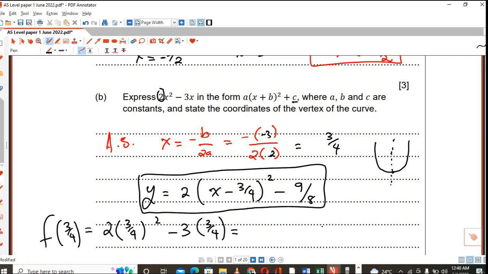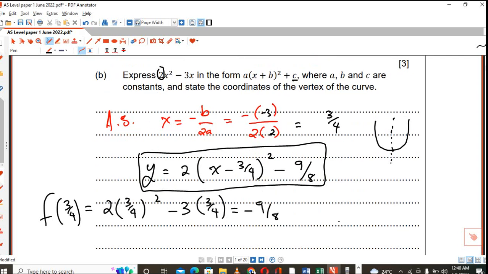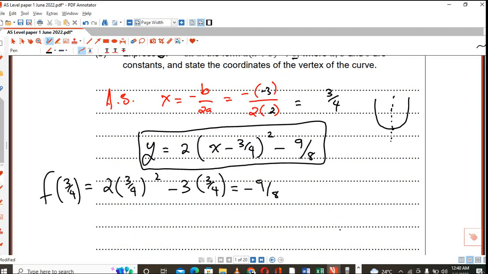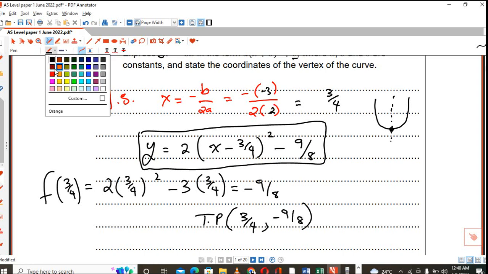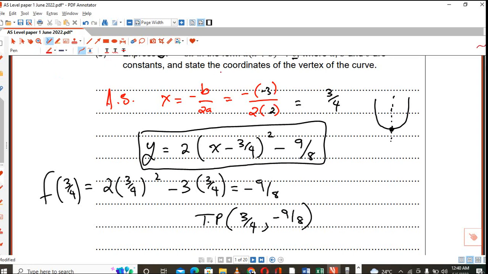But the question also demands us to find the vertex, which means that particular point on the graph. We call it the turning point. So it's going to be 3/4 comma negative 9 over 8, or you can give them as decimals. There are many ways to do that. I've decided just to go ahead using this method, but you can also use the completing the square method.